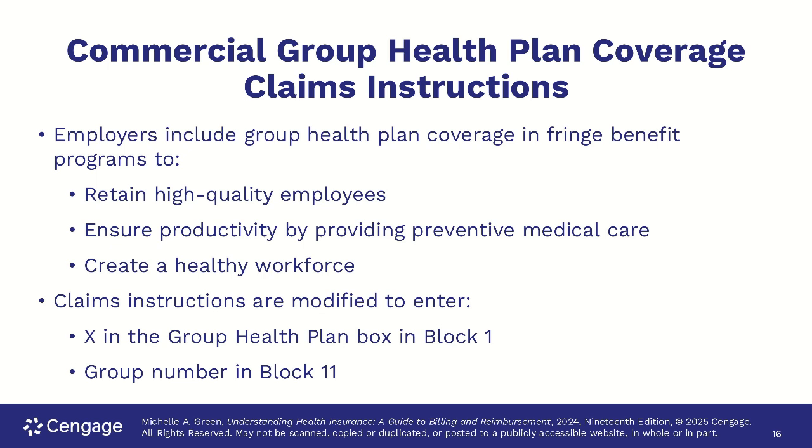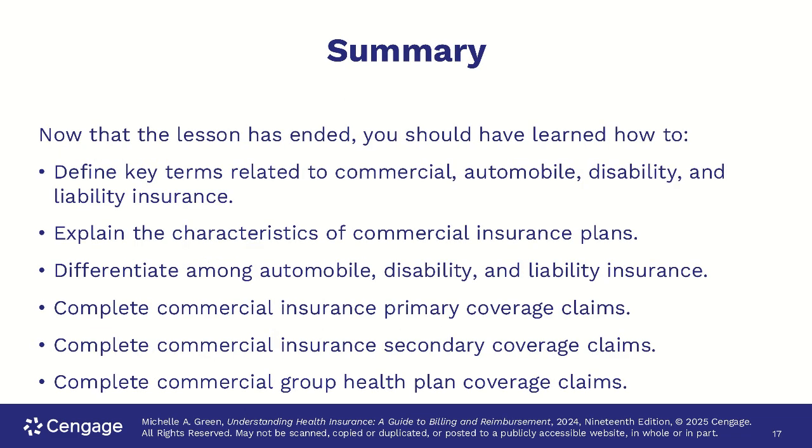There are some additional notations here on that claim form. There's a copy of it in the book. At the very top, when we're talking about a commercial plan, you want to put an X in group health plan when you're dealing with this type of payer, and then you want to put the group number in block number 11. After I'm doing like 10 of these a week, my brain gets fried.